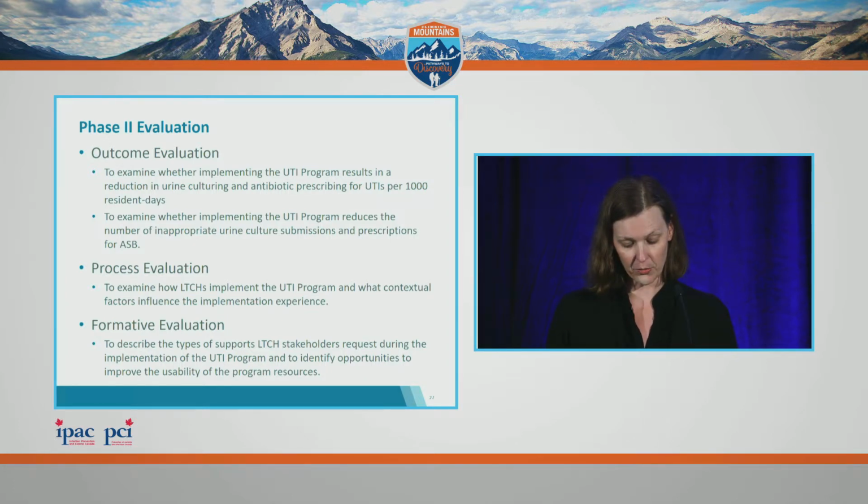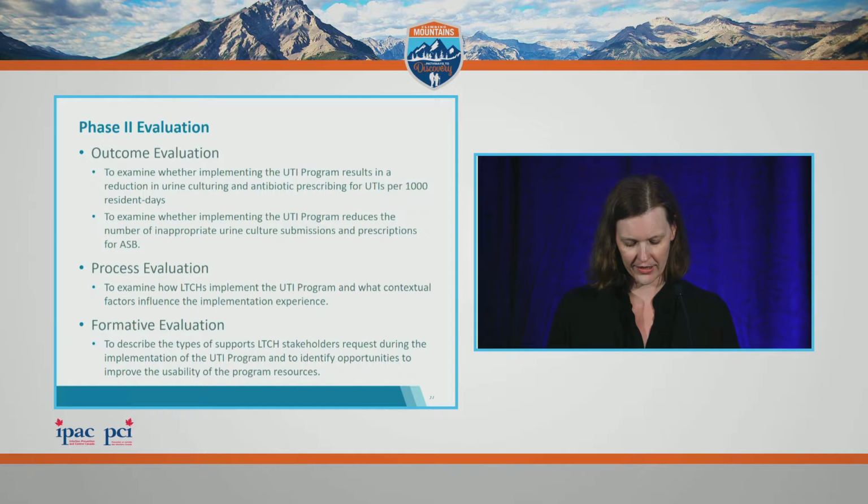And like we said, we also wanted to learn about the program and the experience of the long-term care homes that were implementing it. So our process evaluation looked at how homes implemented the program and the contextual factors that contributed to their experience along the way. And then there was a formative component.